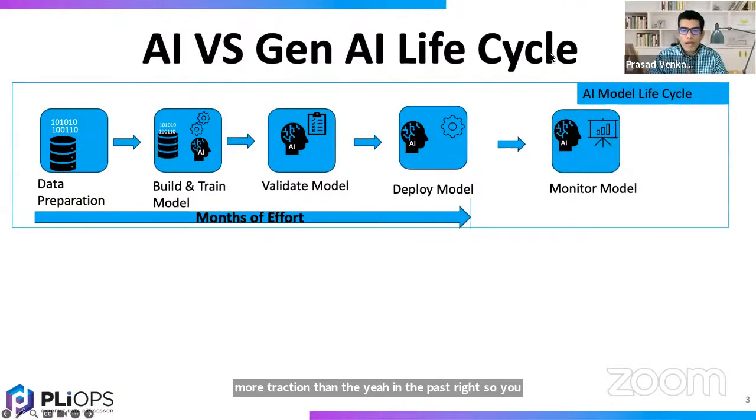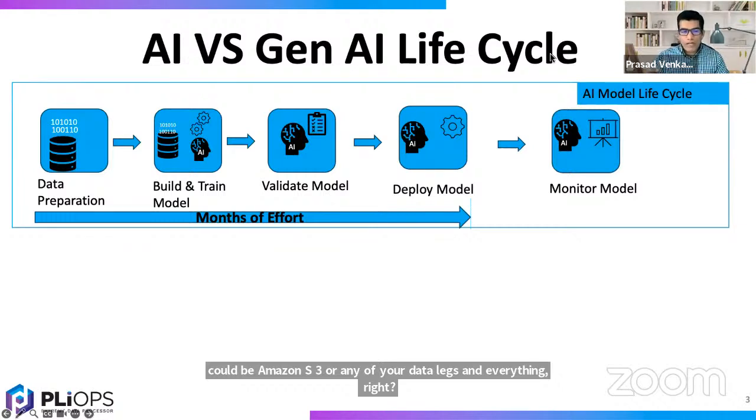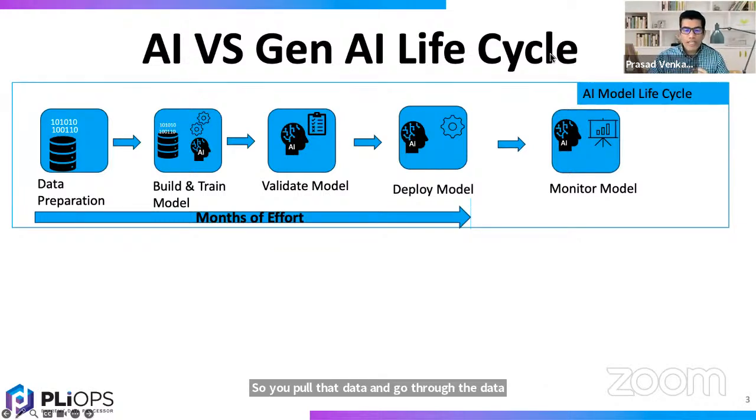In the past, the typical AI lifecycle consists of you having a large amount of data stored in different data repositories. This could be Amazon S3 or any of your data lakes. You pull the data and go through the data preparation exercise. You cleanse the data, and carry out all the feature engineering, pruning and everything. This is the part of the data engineer's job. Then we pass it on to the data scientist, who carries out building and training the model. And this is a rigorous exercise.